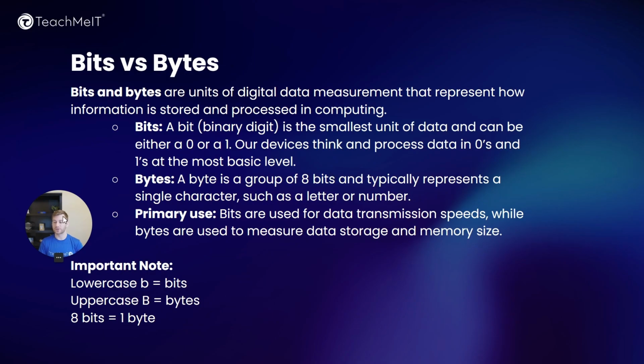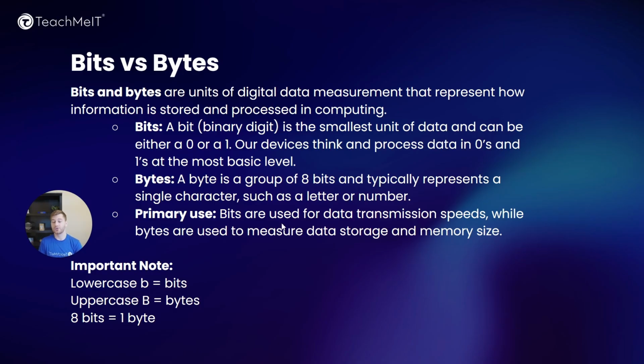Let's talk about bits versus bytes. Bits are our binary digits. They're the smallest unit of data possible. They represent zeros and ones. Again, our devices, computers, laptops, tablets, smartphones, they think and process data in zeros and ones. Bytes are a group of 8 bits. So 1 byte is equal to 8 bits. They usually represent something like a character or a number.